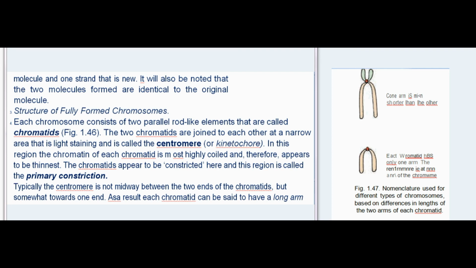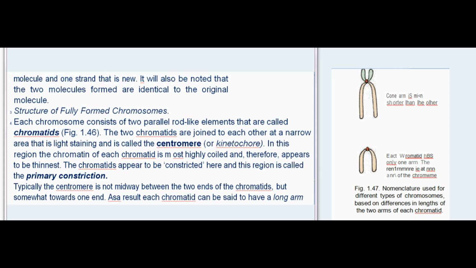Structure of fully formed chromosomes. Each chromosome consists of two parallel rod-like elements that are called chromatids, Fig 1.46. The two chromatids are joined to each other at a narrow area that is light staining and is called the centromere, or kinetochore. In this region the chromatin of each chromatid is most highly coiled and, therefore, appears to be thinnest. The chromatids appear to be constricted here, and this region is called the primary constriction.